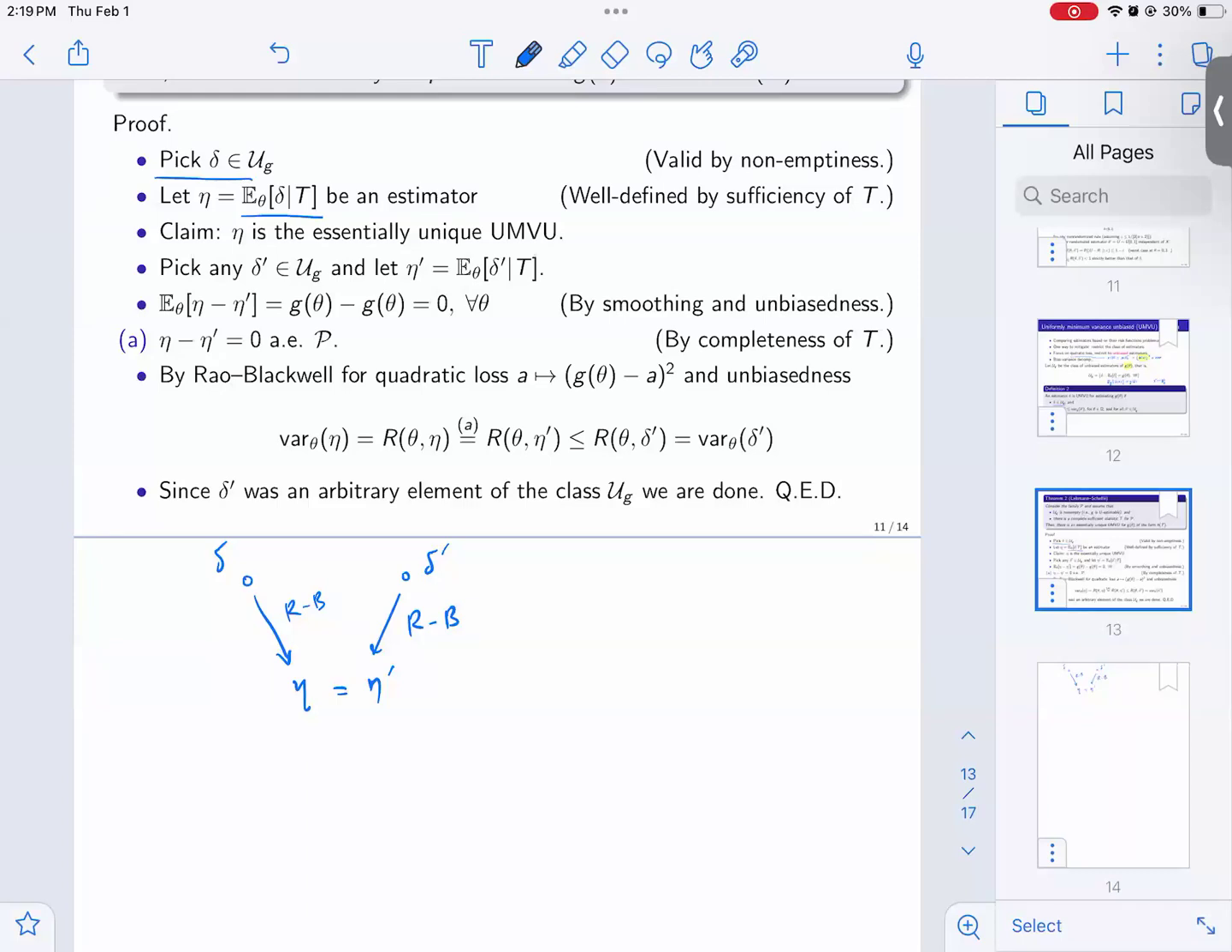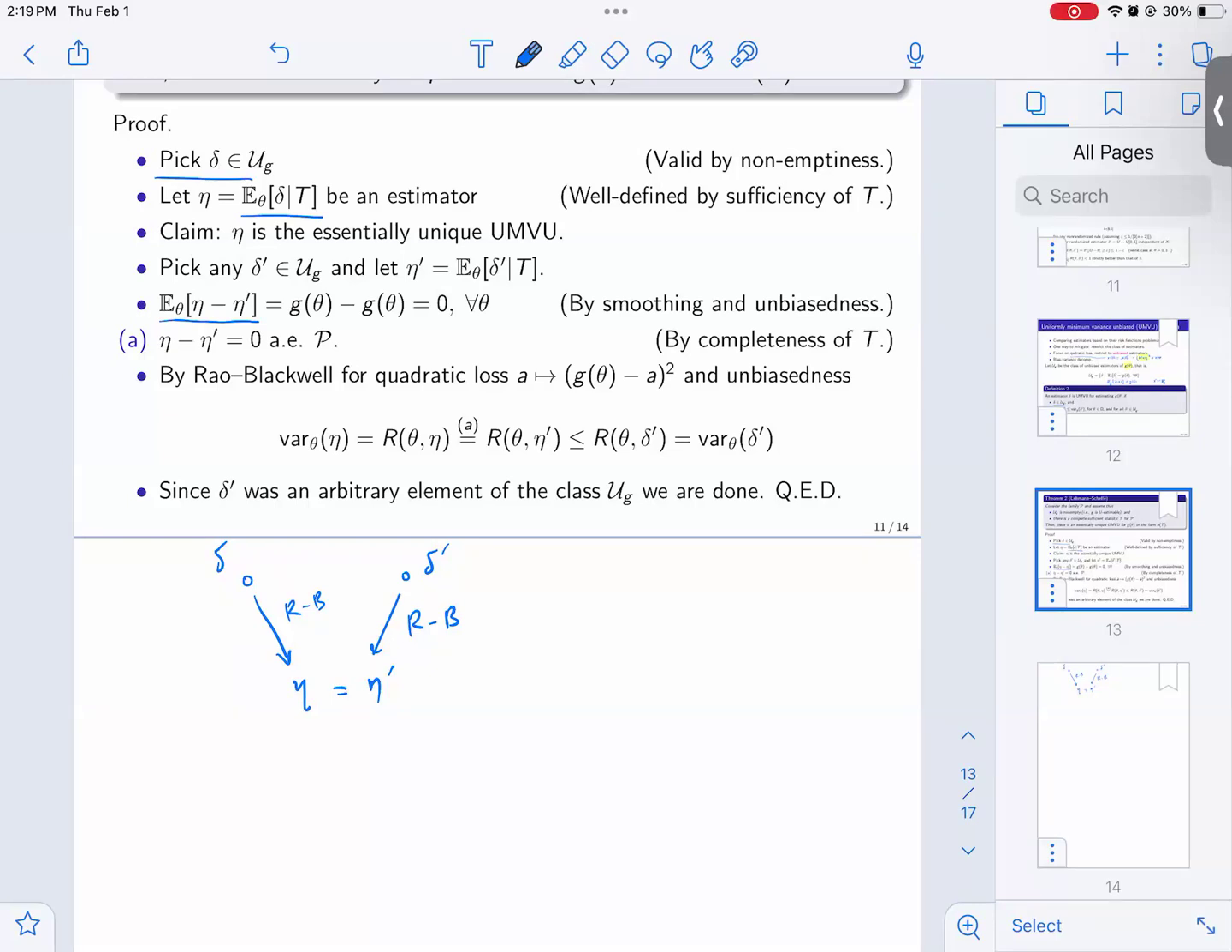So that's the plan. Take any delta prime. Eta prime is the Rao-Blackwellization of delta prime. I want to show that these two are the same: this procedure, no matter which estimator you start with, ends up in the same place. So the way we do it is form this expectation, and my claim is that this expectation is 0.